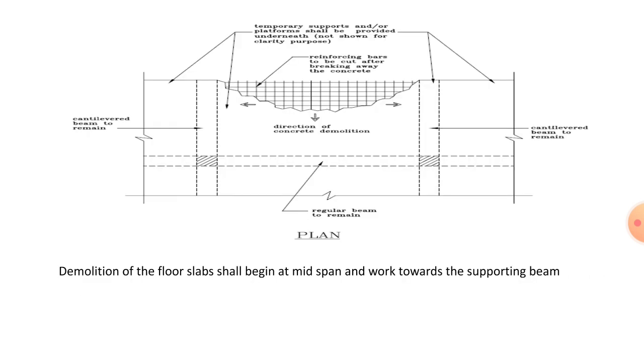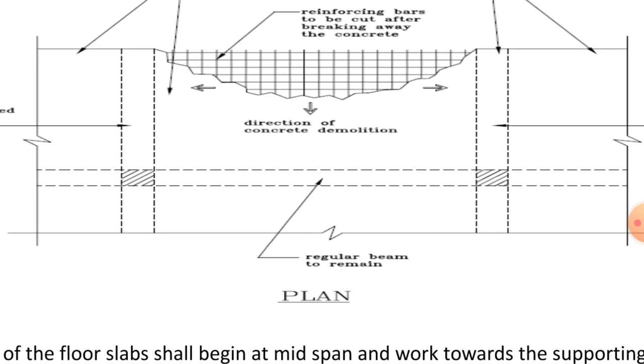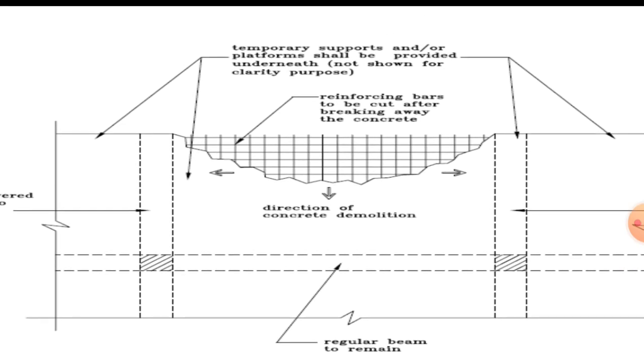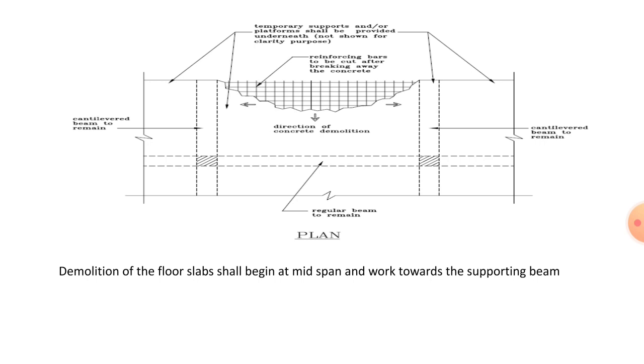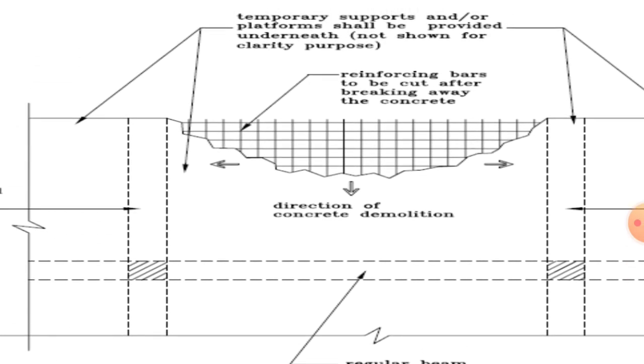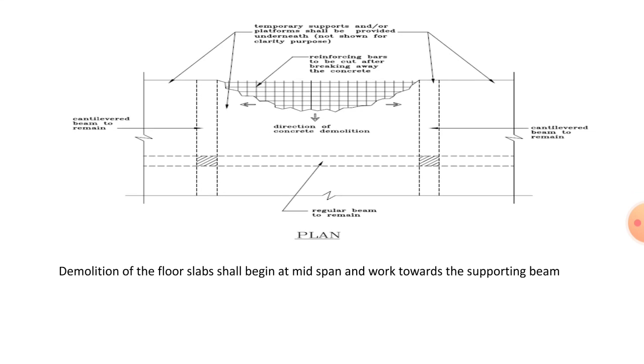So the plan is shown in this picture. You can see slab demolition shown in this figure. As you can see, this is the direction in which concrete demolition is to be done. First of all, the demolition of the slab is done from the mid span, and it is carried out towards the cantilever beam that is shown in the picture.